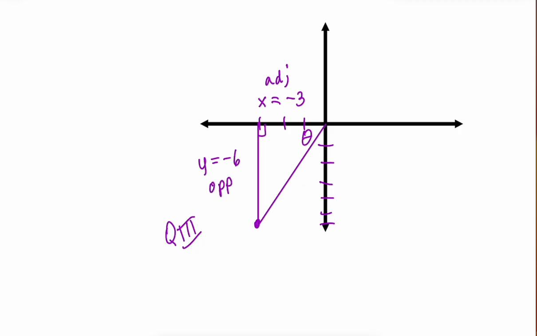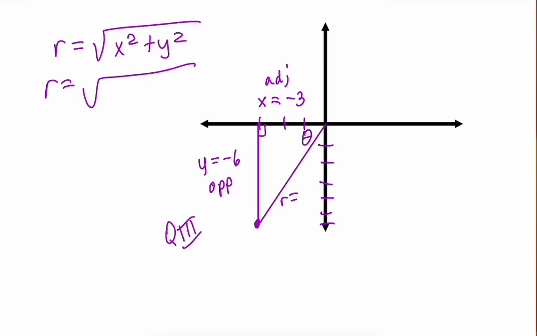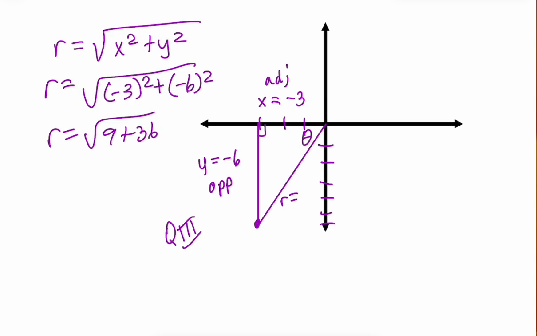And then our hypotenuse, we're going to have to use the Pythagorean theorem. So our hypotenuse is always going to be the square root of x squared plus y squared. Make sure, because these are negative values, that you put your x and y squared in parentheses. So that's going to be the square root of negative 3 squared plus the quantity of negative 6 squared. If you square a negative 3, you get 9. Square a negative 6, you get 36. So that's the square root of 45.